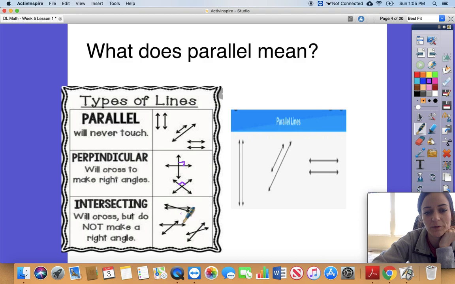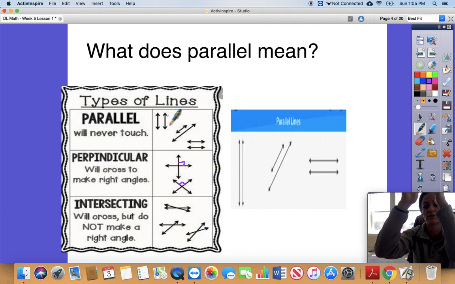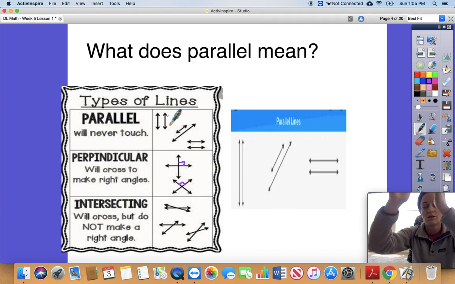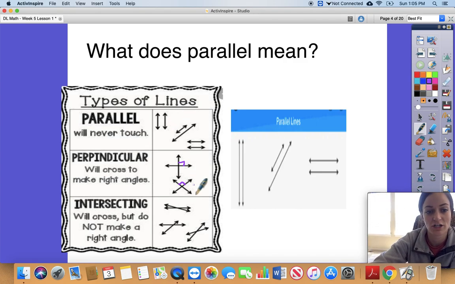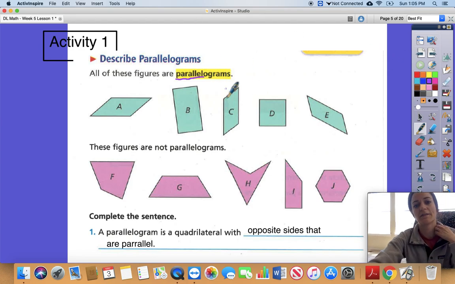Okay? So the difference between these three, parallel never cross each other. They run alongside each other forever and ever and ever. No matter how long you were to extend them, they would never touch. Perpendicular cross, but they make a perfect square, like right angles. And then intersecting cross, and it doesn't really matter what angle they're crossing at. They're just two lines that are crossing each other. All right, so let's look at these.